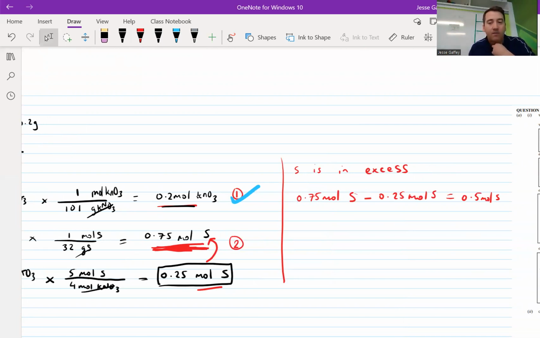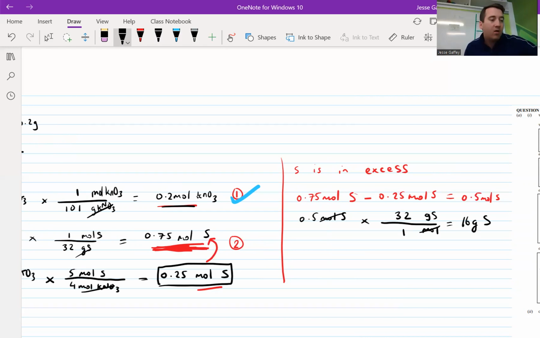Doing that now. Okay, so hopefully what we're saying here is that 0.5 moles of S times by how many grams of S are there in every mole. So we already did this earlier. It's 32 grams of sulfur for 1 mole. Moles cancel out, and that should give me my answer in grams. Okay, so pause the video and do that now. 16 grams of S left over.